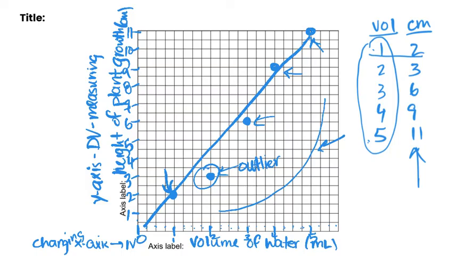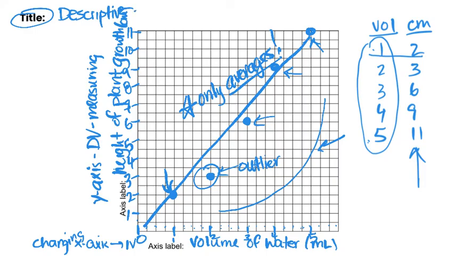One other thing to note, these data points are only averages. We do not graph every single trial. We only graph averages. And then the last thing you would want to include with a graph, similar to a data table, is a descriptive title. So you might say something like, how does the volume of water impact the height of plant growth? And maybe add in a little bit extra in there just to describe the picture that you're seeing from your graph. All right, that's it for this video. Let's move on to our next task.